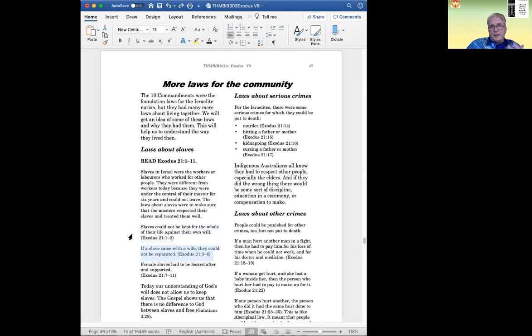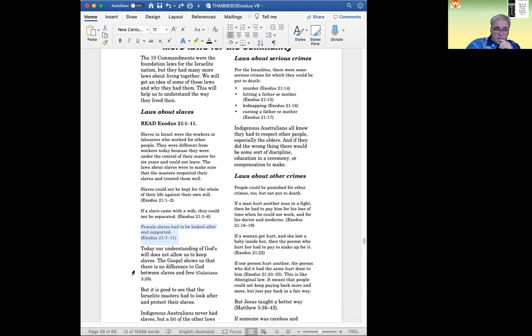Lots of rules, and there's fairness involved in this. You couldn't separate a married couple. Female slaves had to be looked after and not taken advantage of. Now, today, and certainly in the post-Christian era, we don't see slavery as acceptable.